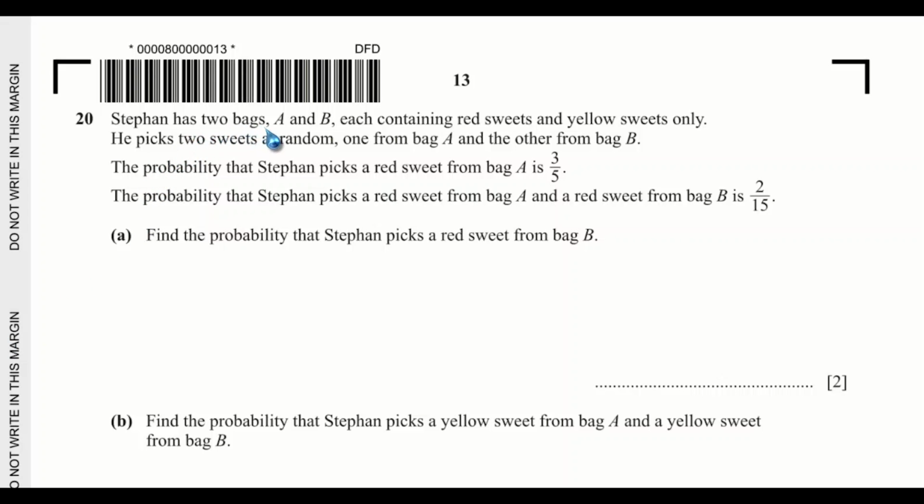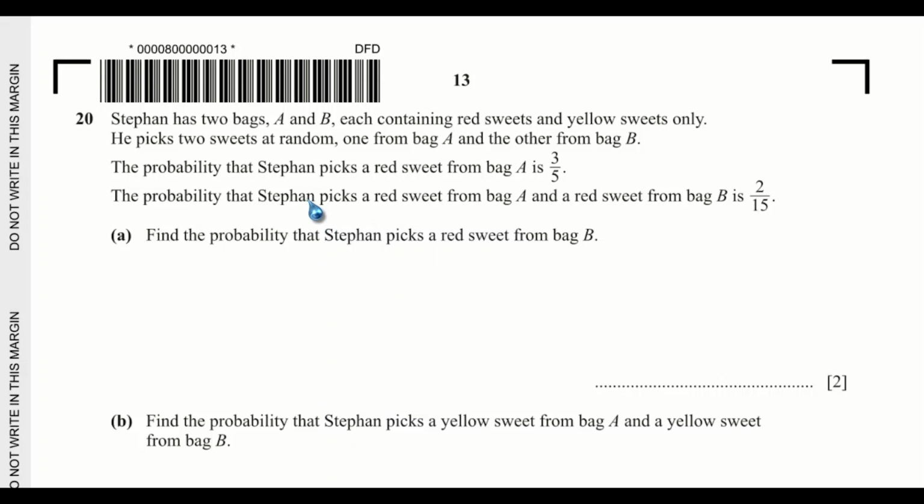Stephen has 2 bags, A and B, each containing red sweets and yellow sweets only. He picks 2 sweets at random, one from bag A and the other from bag B. The probability that Stephen picks a red sweet from bag A is 3 out of 5. The probability that Stephen picks a red sweet from bag A and a red sweet from bag B is 2 over 15. A, find the probability that Stephen picks a red sweet from bag B.